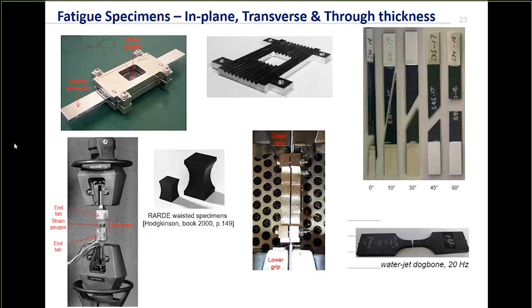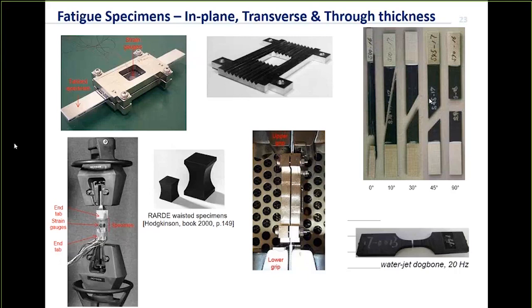On the top right, you've got some typical UD fatigue specimens. You can see these have been tested and broken. You can see from the way that they tend to crack in between the fibres, except for the one that's aligned with the loading direction.